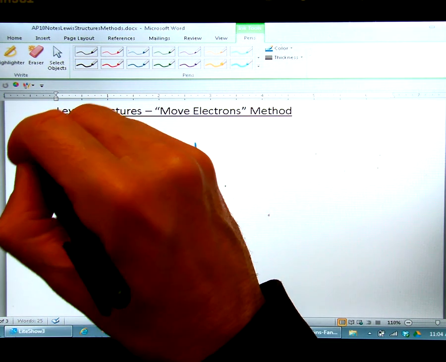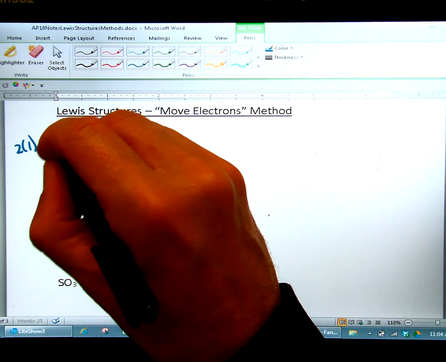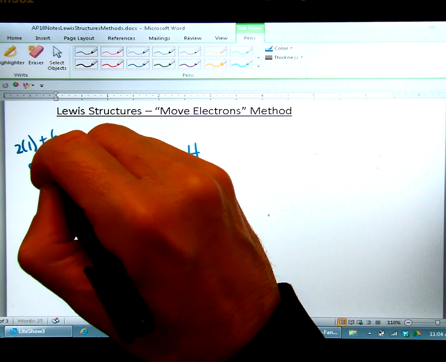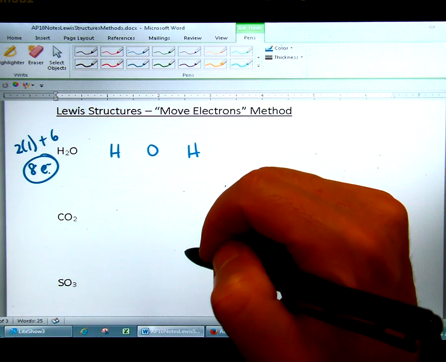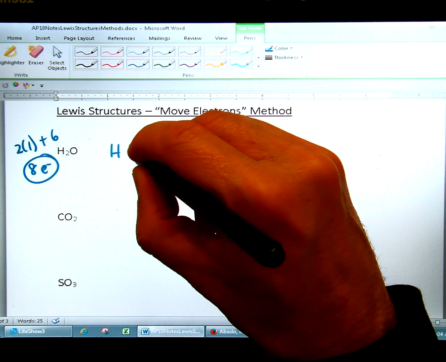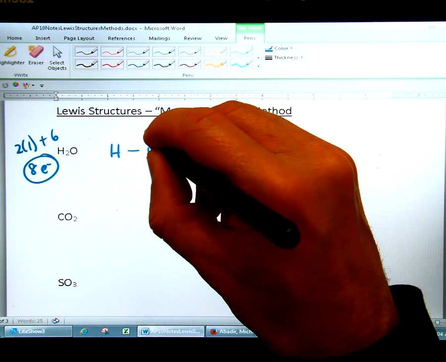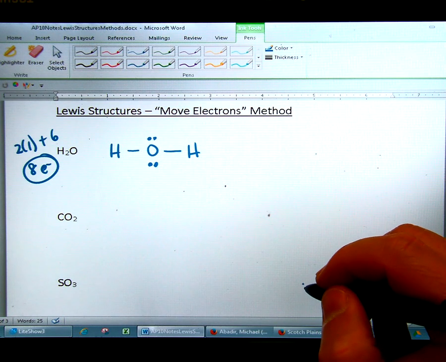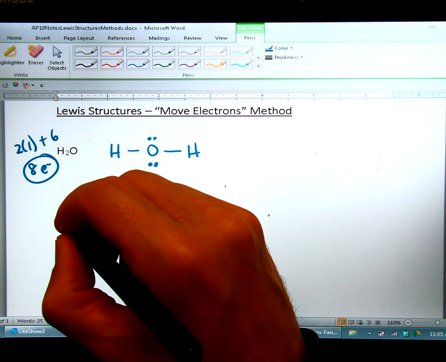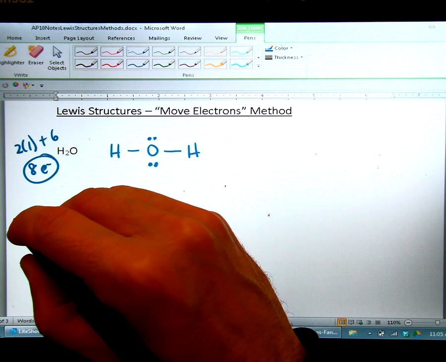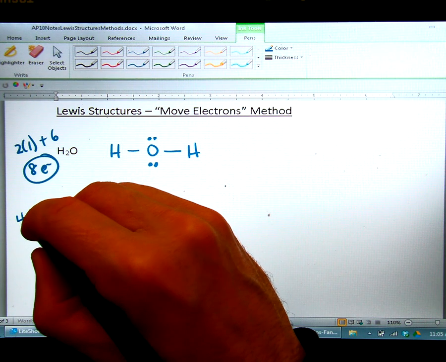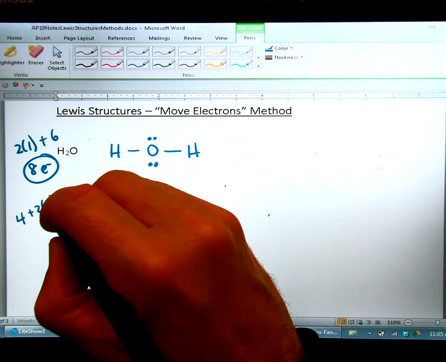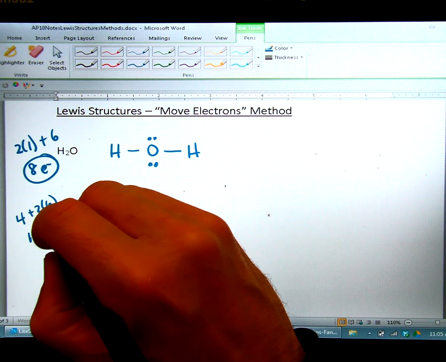So 2 times 1 for hydrogen plus 6, that makes 8 electrons that you're going to draw for this structure. So you're going to draw 1, 2, 3, 4, 5, 6, 7, 8. And you're all set. So that one's done. Let's do carbon dioxide. Carbon is going to be 4, and then you're going to have 2 6s. So 12 plus 4 is 16 electrons.